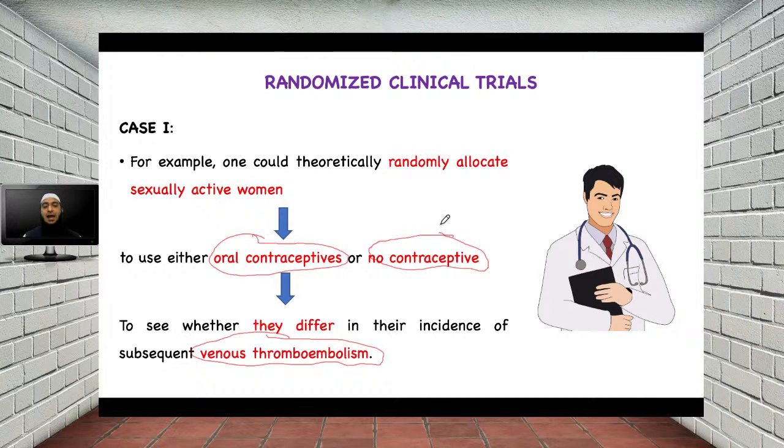If this is the case and you have allocated the groups randomly, there is no chance of an intentional variable, isn't it? Because you have randomly allocated sexually active women. When you give oral contraceptive to one group and not to another, and venous thromboembolism is seen in those exposed to the drug, that is a strong indication that venous thromboembolism is associated with oral contraceptive. So here you can completely conclude your study.